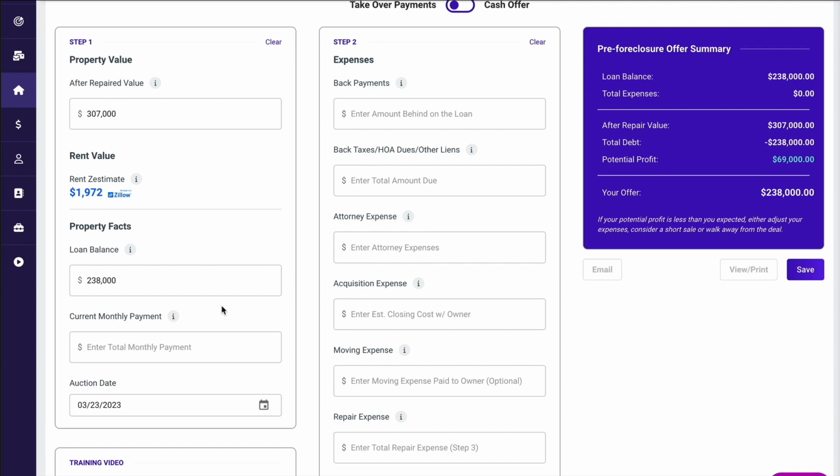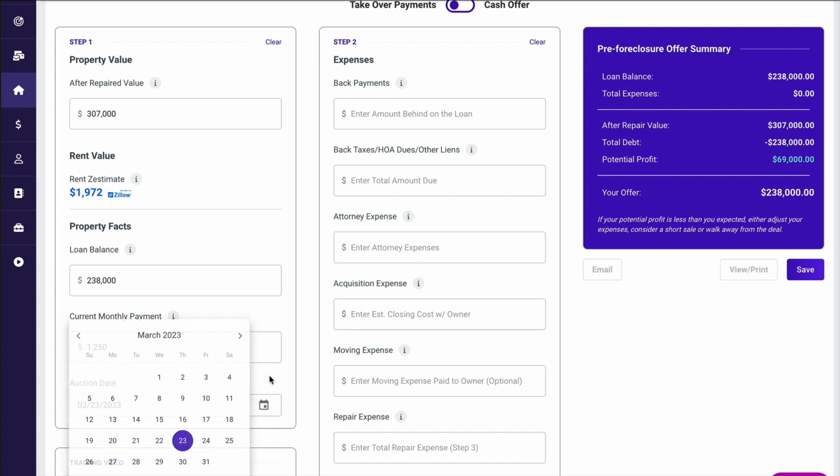You also want to put in their current monthly payment as well, because by taking over the payments, you're going to have to start making those monthly payments during the time that you're rehabbing the property before you sell it. In this particular case, it's $1,250. Next, you'll see the auction date. If we have the auction date, we'll carry that over. If for some reason the auction date has changed or been postponed, of course, you could go in and just click the calendar and set the new date.